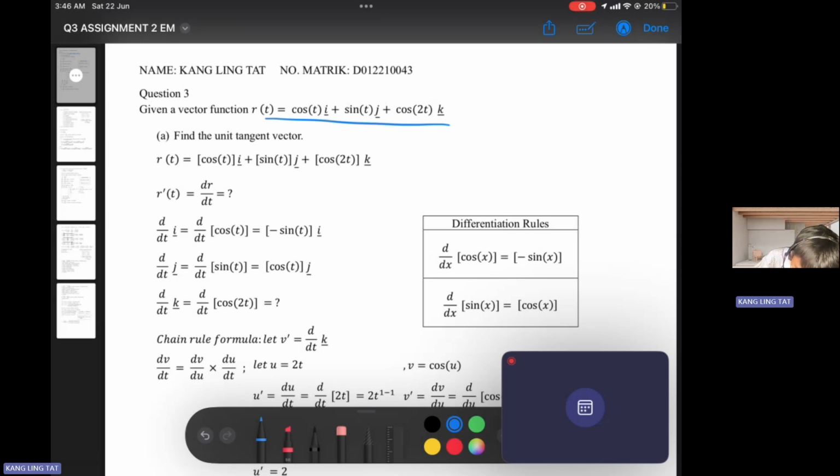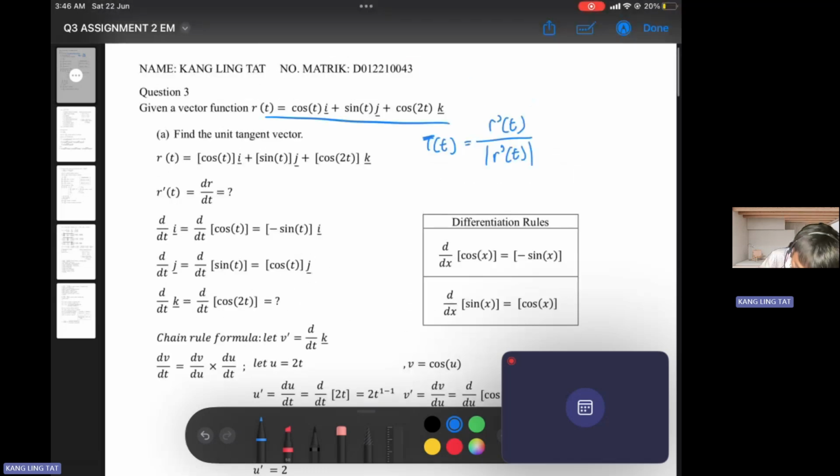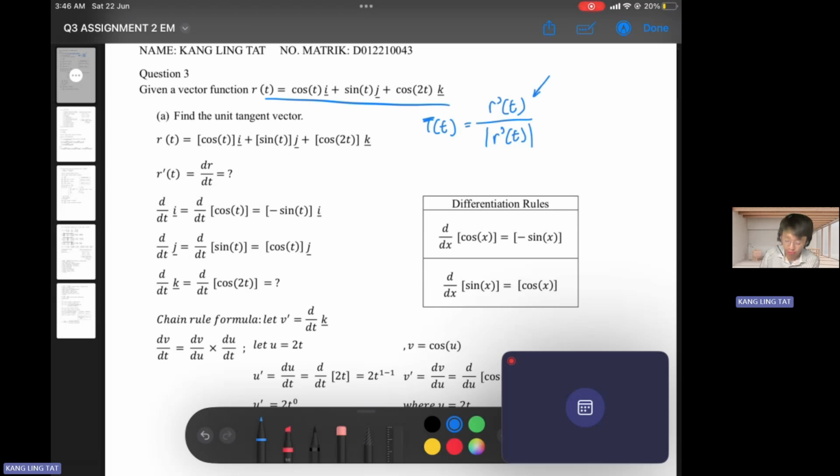Alright, so we should know that the unit tangent vector, which is going to be T in terms of small t, is equivalent to the derivative of the vector function over the magnitude of the derivative of the vector function. All right, so we are going to start with this part, which is the derivative of our vector function.